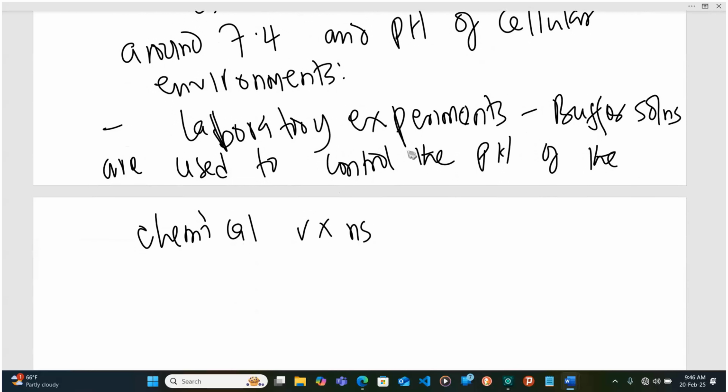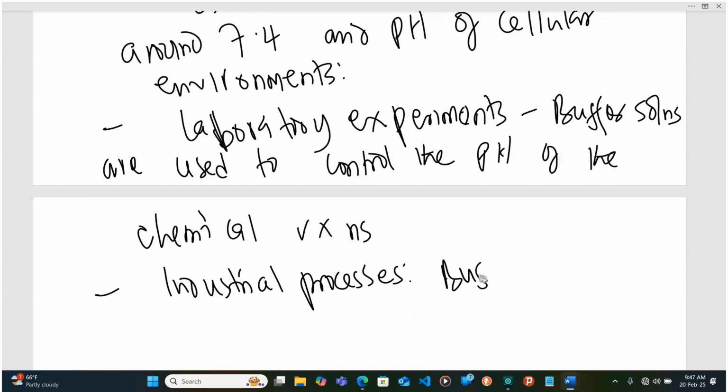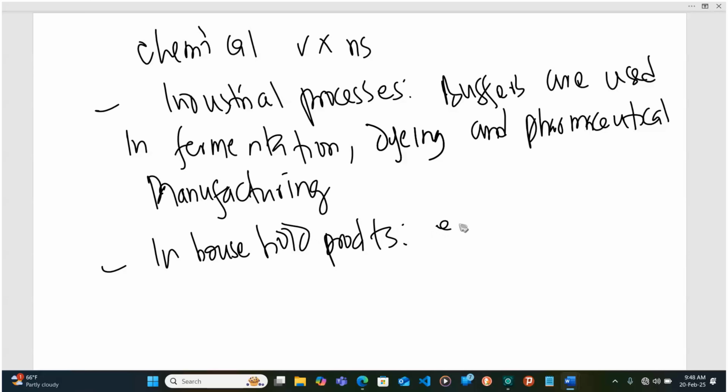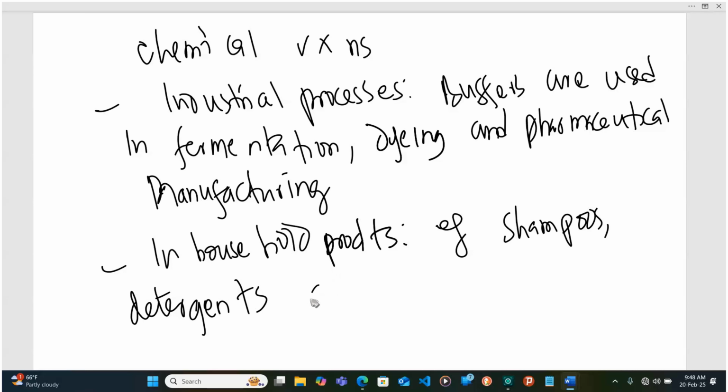This can be in waste treatment plants, water treatment, and even biological waste treatment plants. We use buffer solutions to regulate the pH of the chemical reactions that will be proceeding. Then we also have industrial processes. Buffer solutions are used in fermentation, dyeing, and pharmaceutical manufacturing. Even in household products, buffers are found in shampoos, detergents, and skincare products.